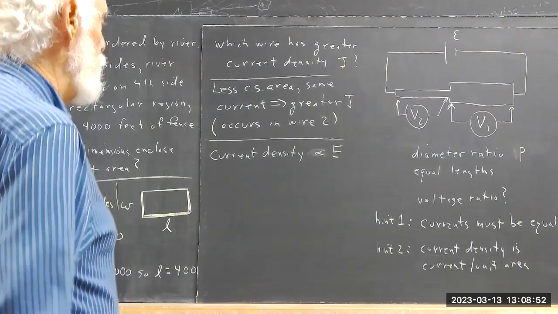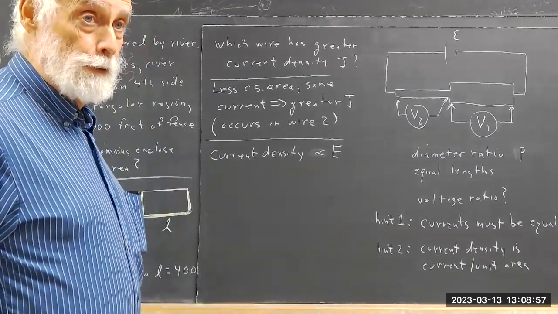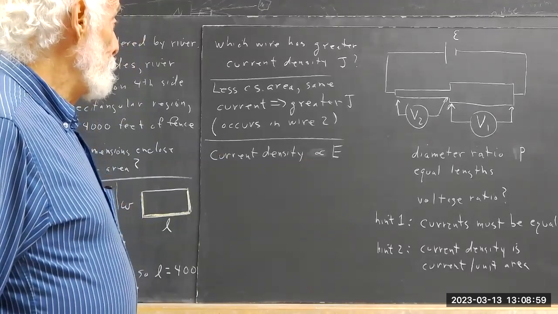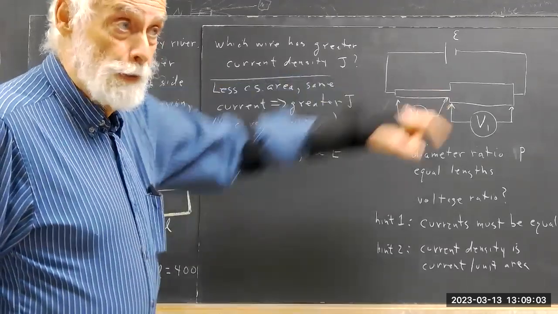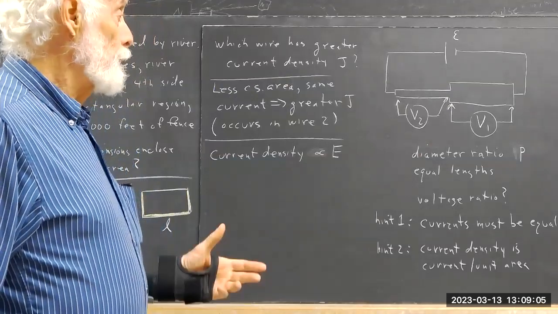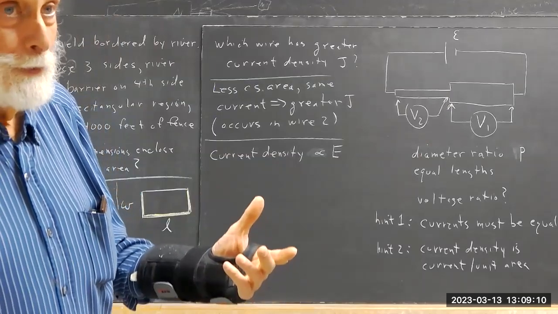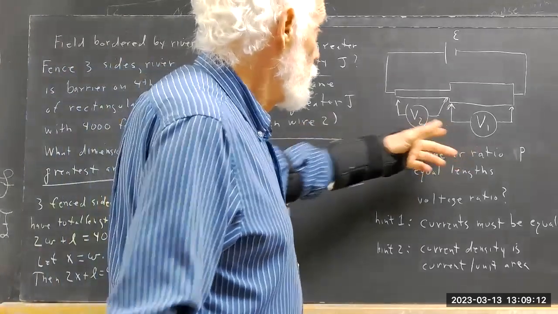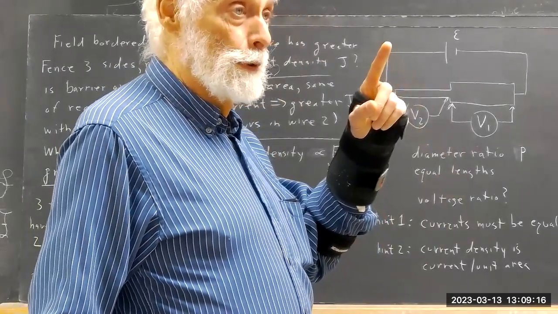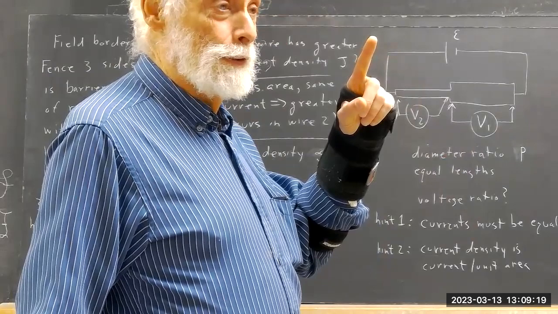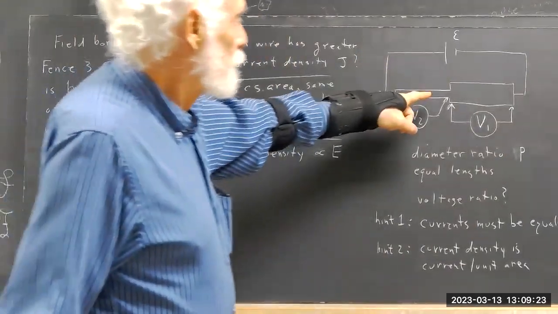Okay. Didn't get a whole lot of progress. Current density is proportional to the electric field. So you're going to have a greater electric field here than you're going to have there. So which one's going to have the greater voltage change? Which is the magnitude of voltage going to be greater? One or two? Got a vote for one, got another vote for one. Three votes, everybody's on. Okay. You got a greater electric field here.